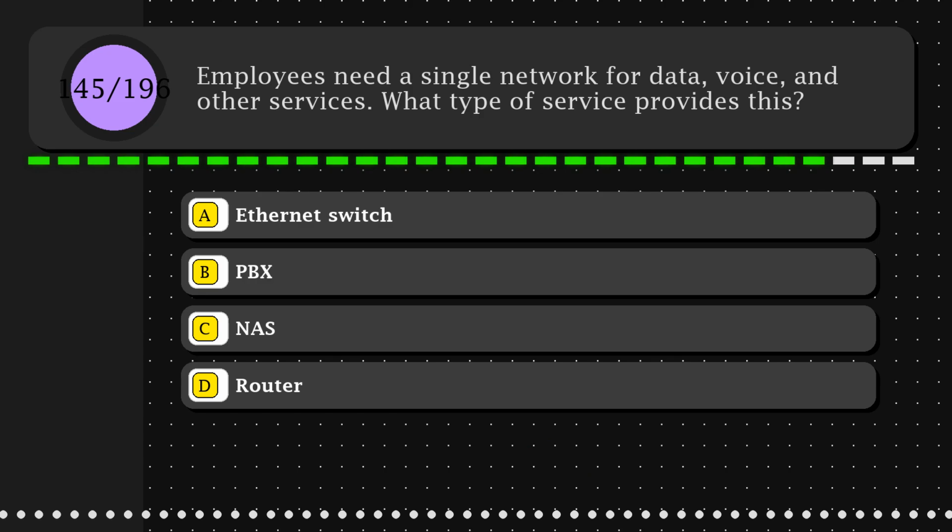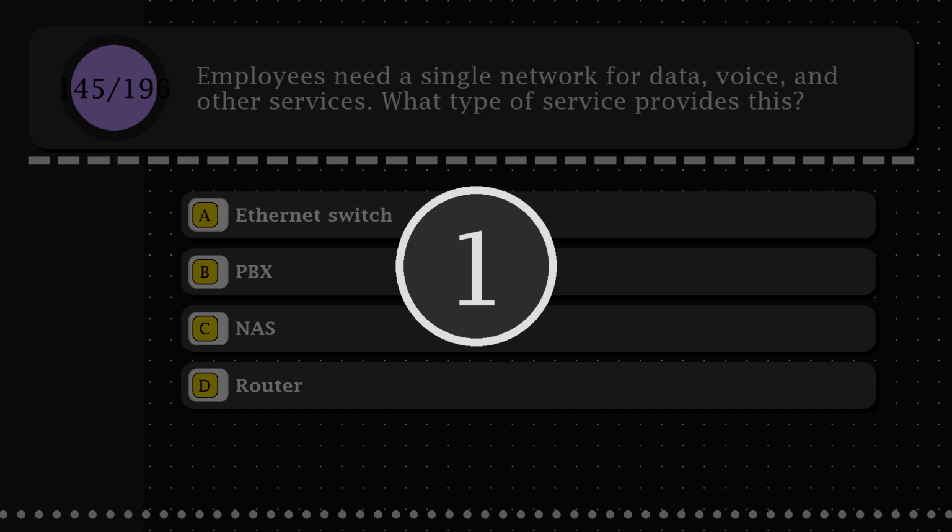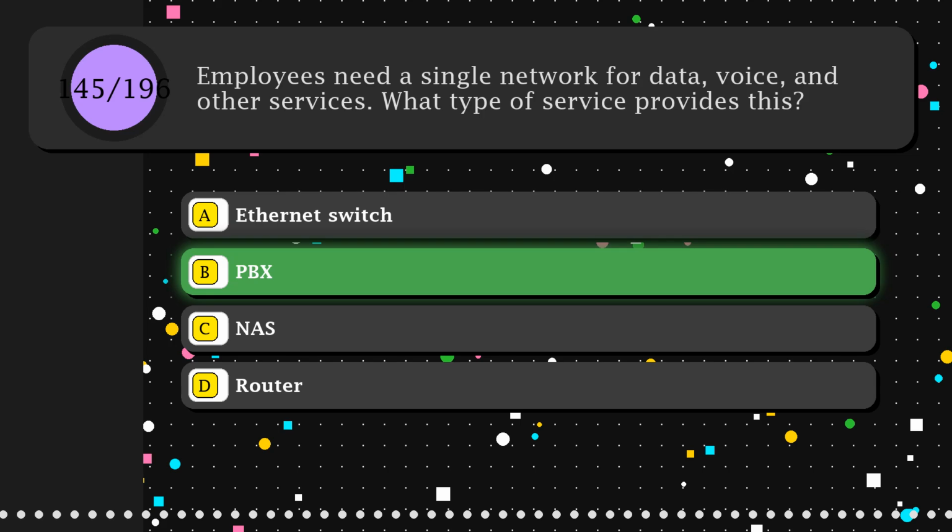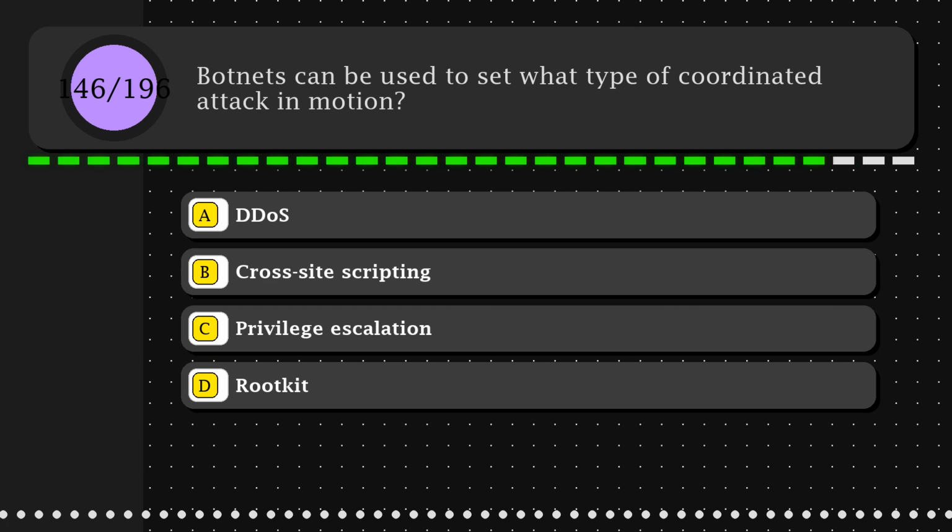Question 145. Employees need a single network for data, voice, and other services. What type of service provides this? Option A, Ethernet switch. Option B, PBX. Option C, NAS. Option D, router. The correct answer is option B, PBX. Question 146. Botnets can be used to set what type of coordinated attack in motion? Option A, DDoS. Option B, cross-site scripting. Option C, privilege escalation. Option D, rootkit.